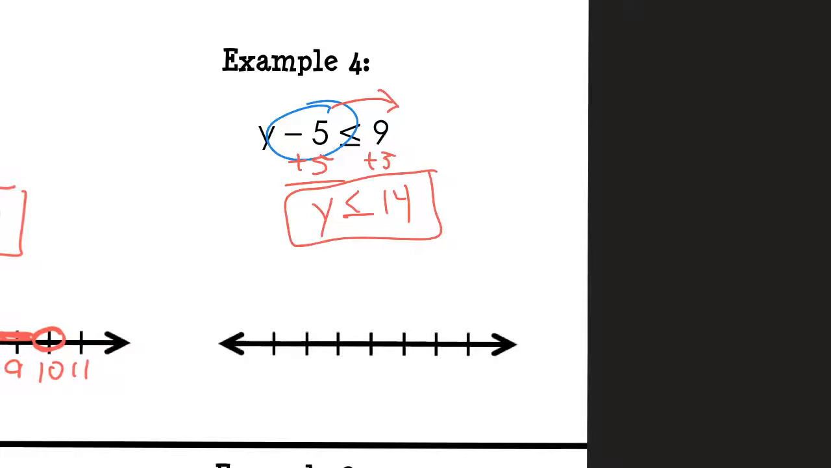Well, let's plot that out. Let's do 14 here, 15, 13, 12, 11, 10, 9. All right, remember we're doing it is equal to 14 as well. So I'm going to fill that dot in so that I can represent that on the number line appropriately. We're going to draw our little arrow to the left because it's less than or equal to, and it goes infinitely in that direction. So now we're at y is less than or equal to 14.